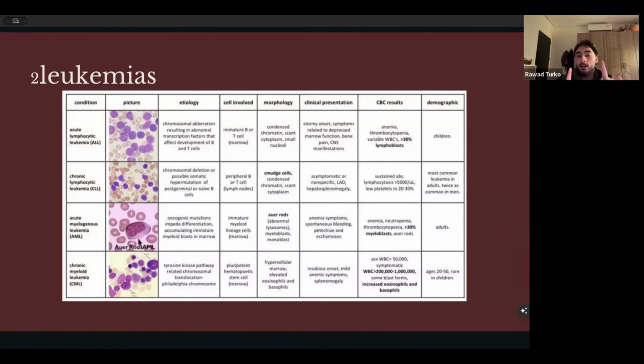Now, another big difference between acute and chronic leukemias is that with acute leukemias, you're going to have the precursor cells that are more apparent. What's another name for them? What's the cutoff line for these precursor cells, and what do we call them?